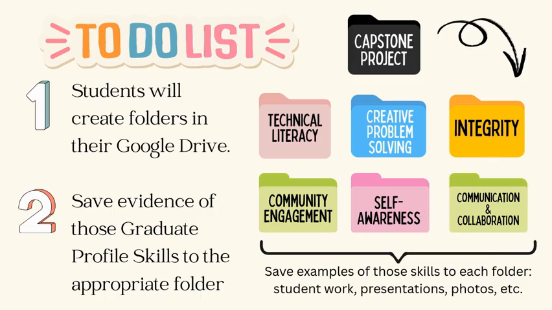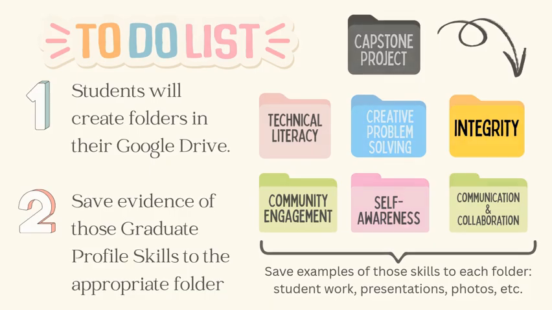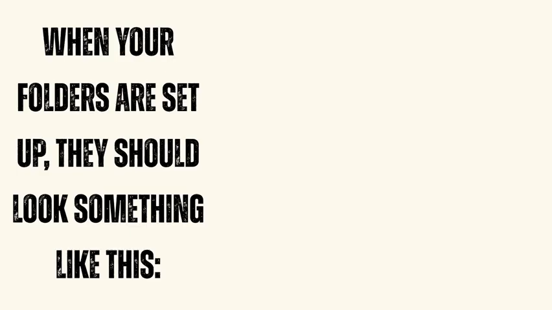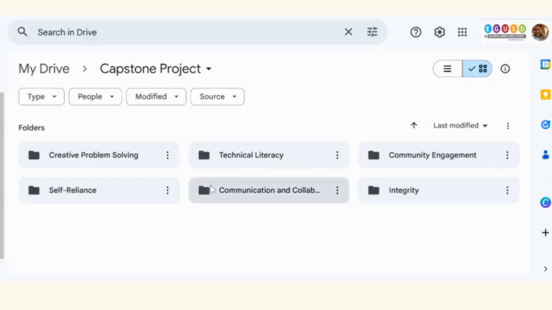Throughout the school year, each year, you're going to save examples of those skills to each folder. These could be photographs of community service, examples of community service. They could be any type of project or assignment that you did in class, anything that fits that specific graduate profile skill. When your folders are set up, they should look something like this.